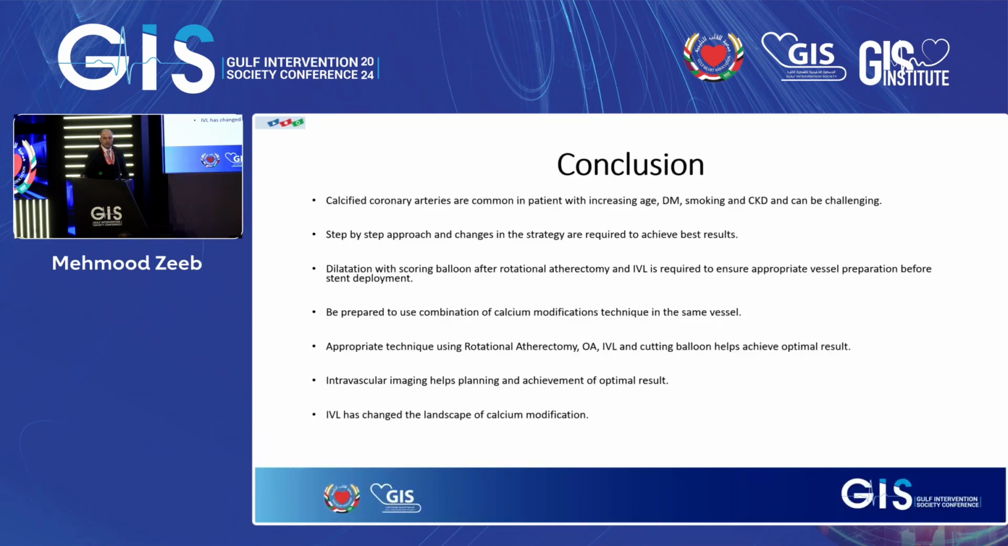So in conclusion, as we all know, coronary calcification is more common in people with increasing age, diabetes, smoking, CKD. A step-by-step approach and change in strategy are required to achieve the best results. Dilatation with a scoring balloon after rotational atherectomy or IVL is always helpful before stent deployment, and be prepared to use a combination of calcium modification techniques in the same vessel. Appropriate technique using rotational atherectomy, orbital atherectomy, and IVL always helps. The IVL has changed the landscape and is being used quite frequently nowadays.